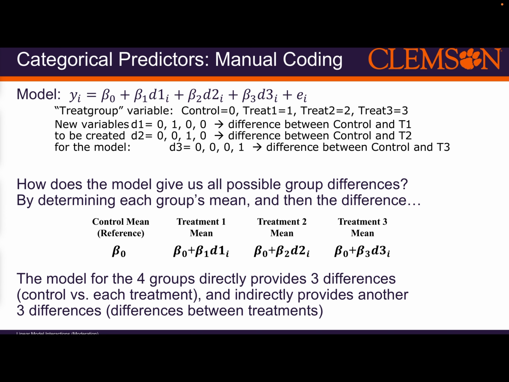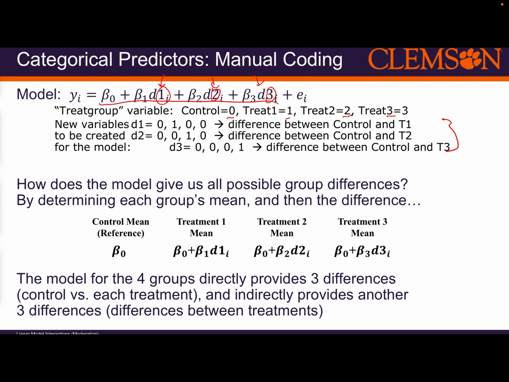What we were just showing on the previous slide, I actually have here. Categorical predictors, we can do manual coding, right? Where we code D1, D2, and D3. Again, the control group is 0, treatment 1 is 1, treatment 2 is 2, treatment 3 is 3, indicated by these variables, D1, D2, D3. The new variables here would be those three variables we showed in the last slide. And this equation was what I was trying to draw on that last slide.